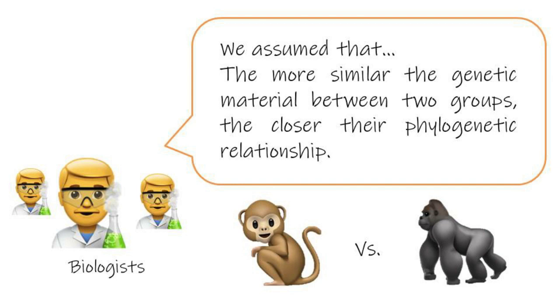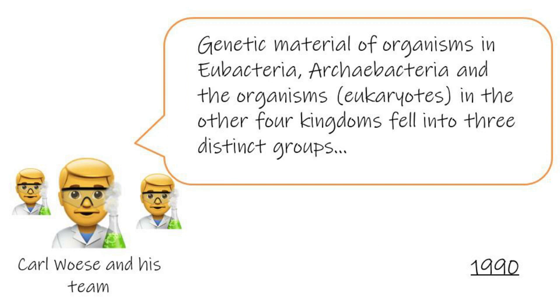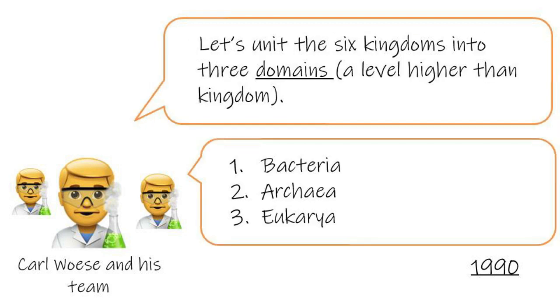It is assumed that the more similar the genetic material between two groups, the closer their phylogenetic relationship. In 1990, Woese found that the genetic material of organisms in Eubacteria, Archaebacteria, and eukaryotes in the other four kingdoms fell into three distinct groups. So he united the six kingdoms into three domains, a level higher than the kingdom. These three domains are bacteria, archaea, and eukarya.